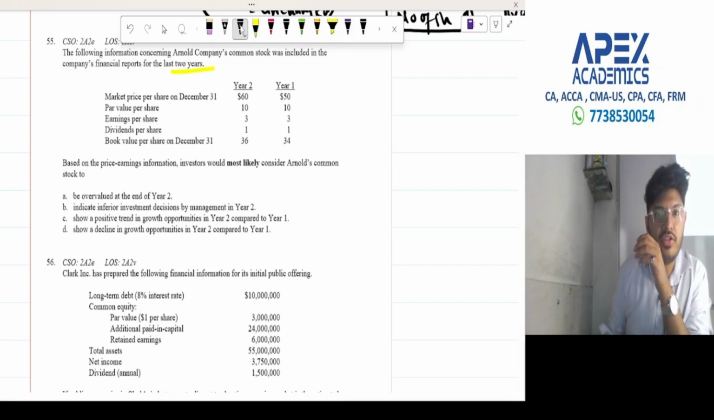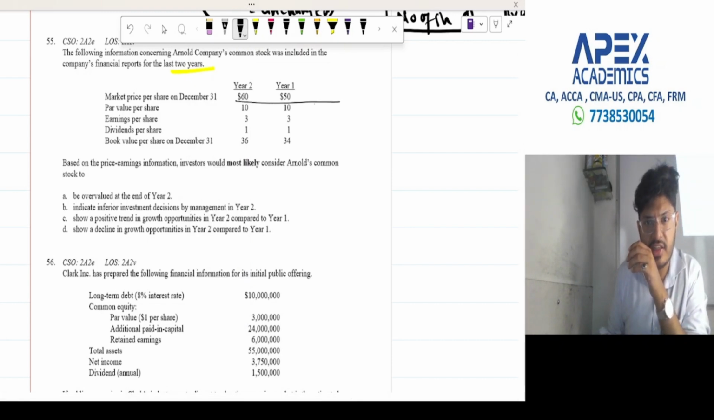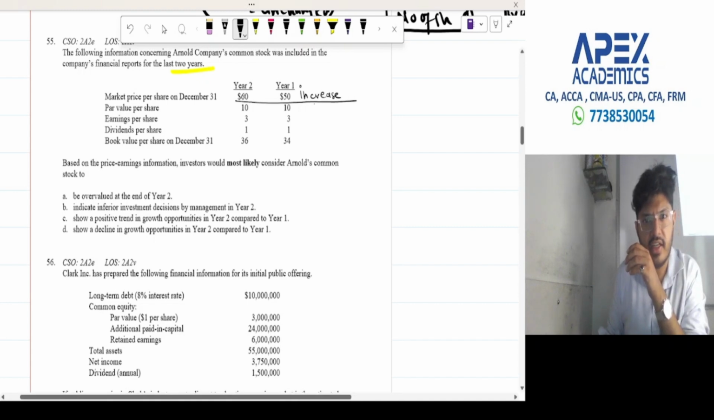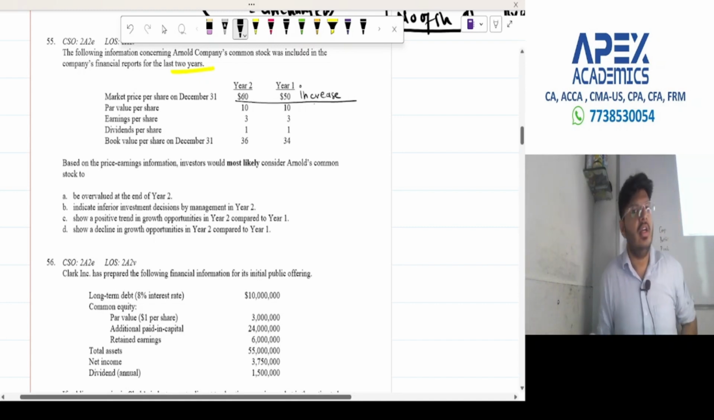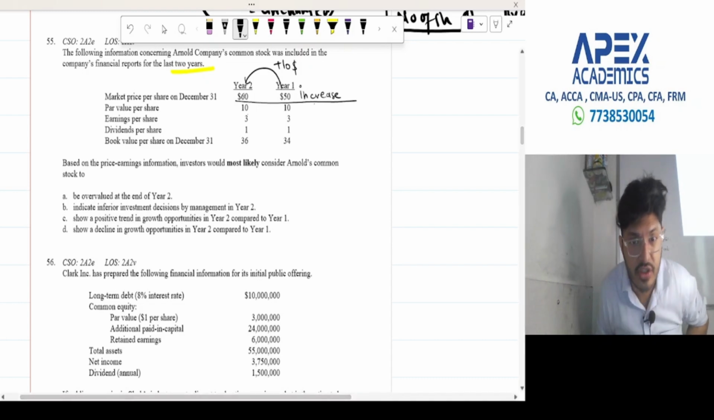My dear students, please notice, like auditors, is there an increase in the market price per share? Yes, there is a clear increase. It has gone from 50 to 60. Next, par value per share is face value. That will always remain unchanged. There is no doubt about it. Notice the EPS: it was 3 and it is 3.